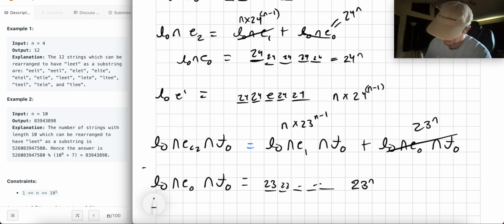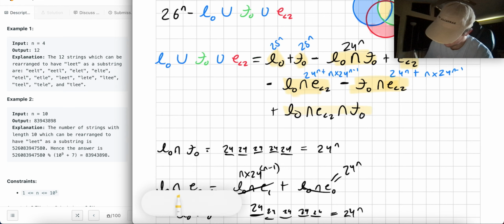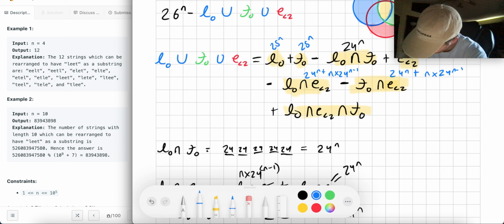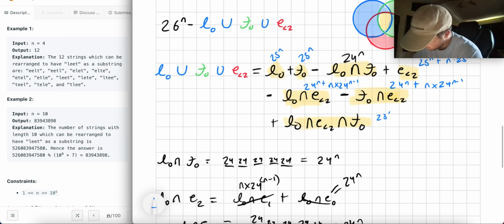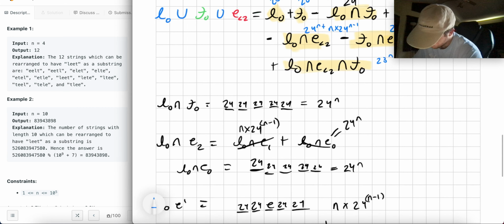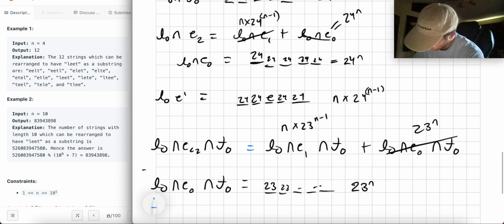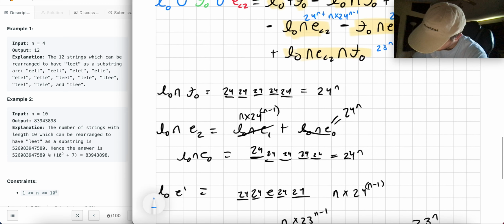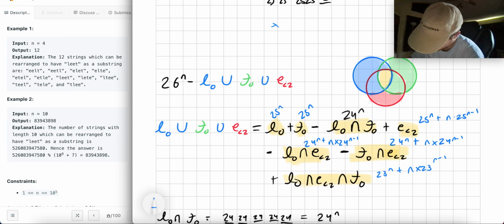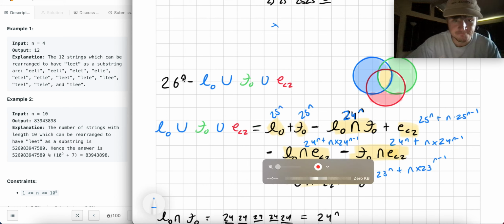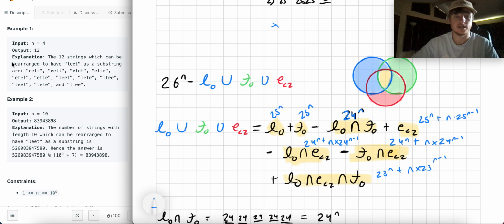All right, so this is what I keep forgetting. 23 to the n plus n times 23 to the n minus 1. All right, so there you go. That is your whole thing. Okay, so that's your answer to this, right? So it's 26 to the n, all the possible things you can get, minus this whole junk.